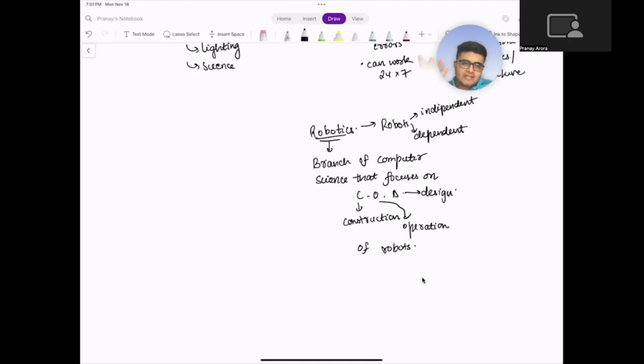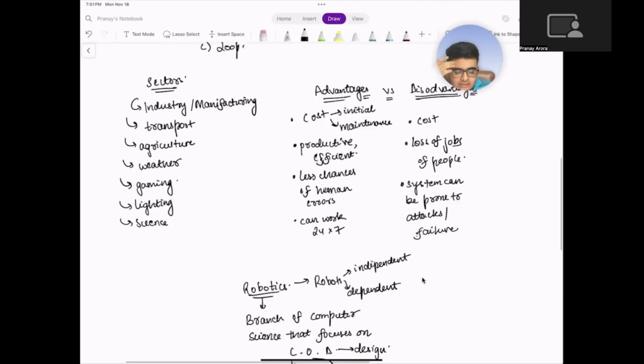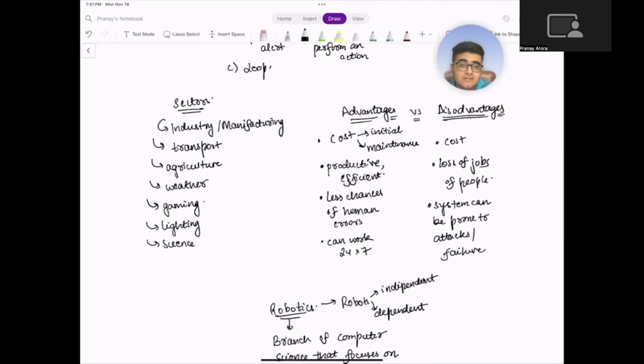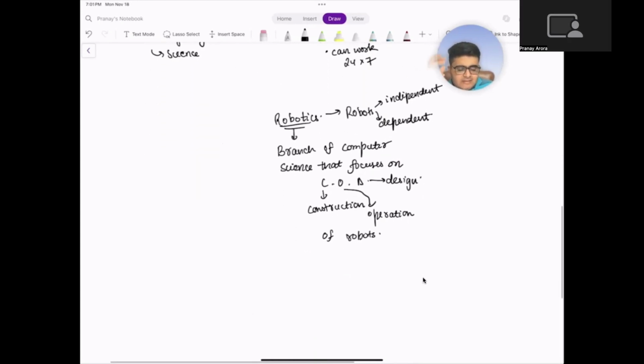Some of the advantages and disadvantages of robots you can take from here also, because a robot is also an automated system. Some specific advantages of robots could be that robots can work in hazardous conditions, for example, working with nuclear power, or where humans can be exposed to radiation and cannot work. Robots can work there. So this can be an extra advantage. The rest of the advantages and disadvantages remain the same.